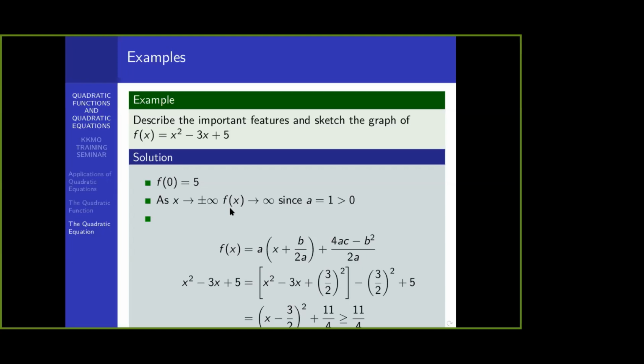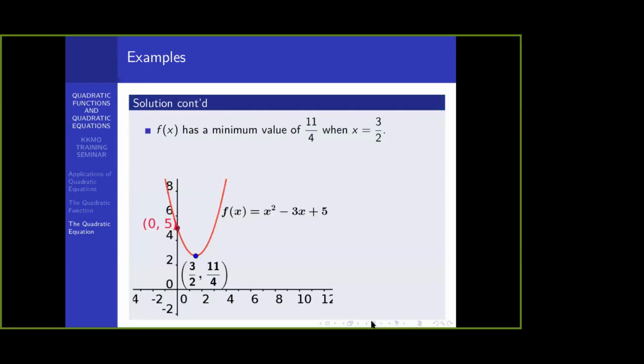I think that's correct. When x is 3/2, not -3/2. At 3/2. Yes, when x is 3/2. So that gives us a minimum value. So with this information, we can actually sketch the graph as follows.